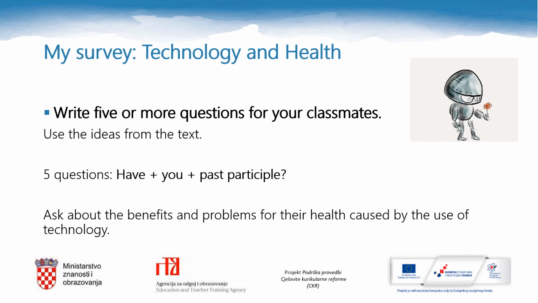It's time for writing your survey. Your survey should be about technology and health, and your task is to write 5 or more questions for your classmates. You can use the ideas from the text. Write 5 questions beginning with have you plus past participle. Ask your classmates about some benefits and some problems for their health caused by the use of technology. You can pause this video and write your questions in your notebook.